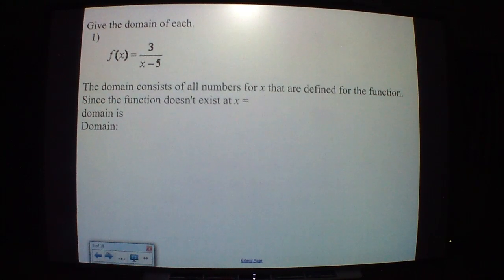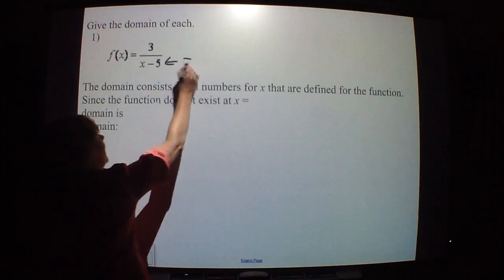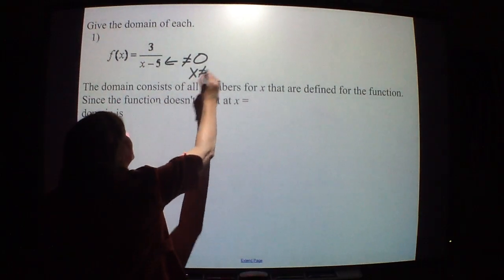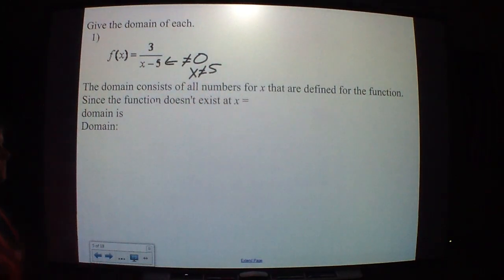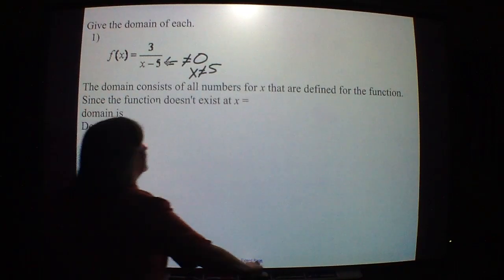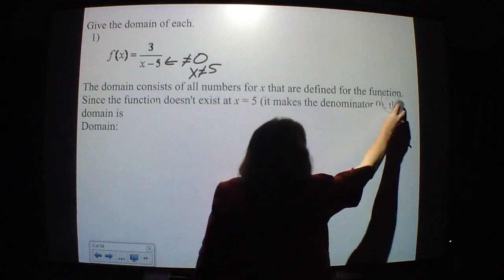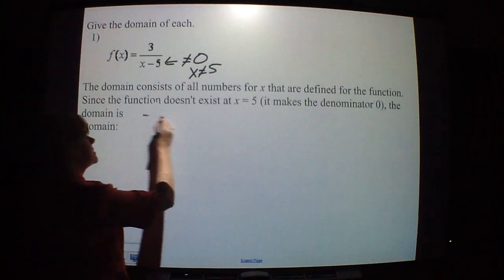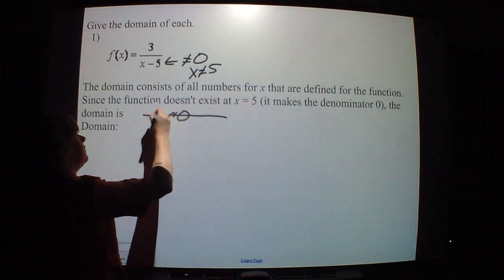I want the domain of f of x is equal to 3 over x minus 5. Domain are my valid x's. So remember, in a fraction, we cannot have this bottom equaling 0. So x minus 5 cannot equal 0. If x minus 5 cannot equal 0, that means x cannot equal 5. So the function does not exist when x is equal to 5 because it makes the denominator 0. The domain, let me graph it first so you can see what the domain is. This is what the graph looks like.